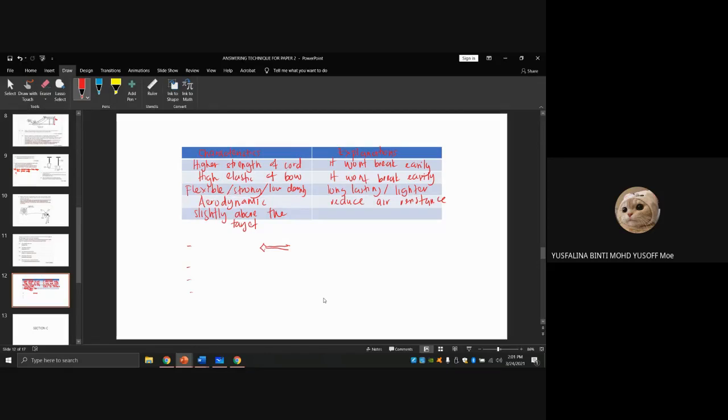So what is the explanation? Why do they need to do that? To overcome what force? What force pulls the arrow downward? We already learned that one. Yes, to overcome the gravitational force. Yes, very good. To overcome the gravitational force. So this is 5.